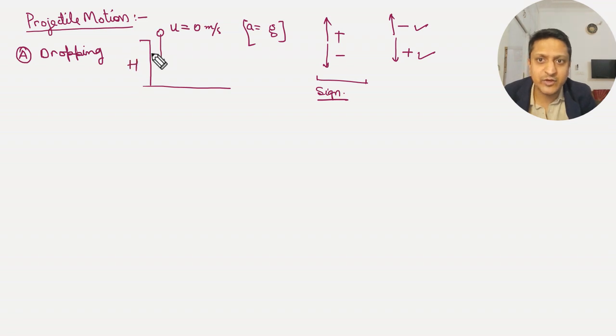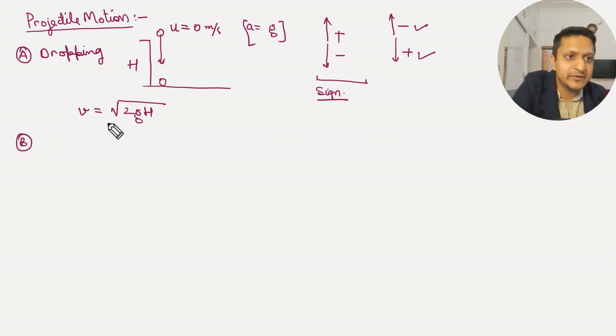The height given to you is h. For that, v, the final velocity here, is equal to root 2gh. So this is the case of dropping.